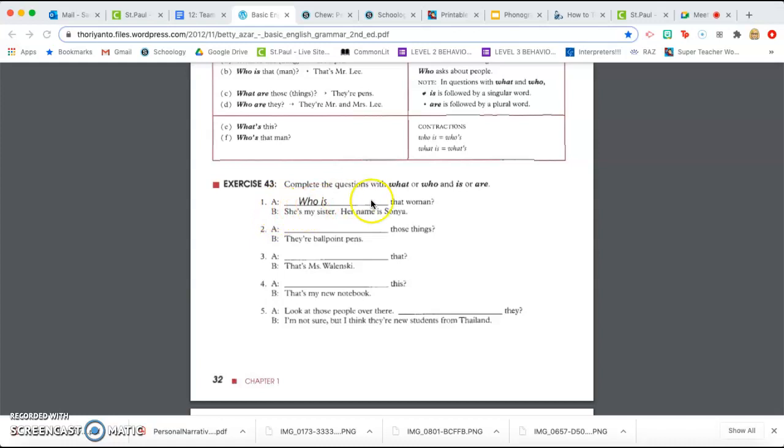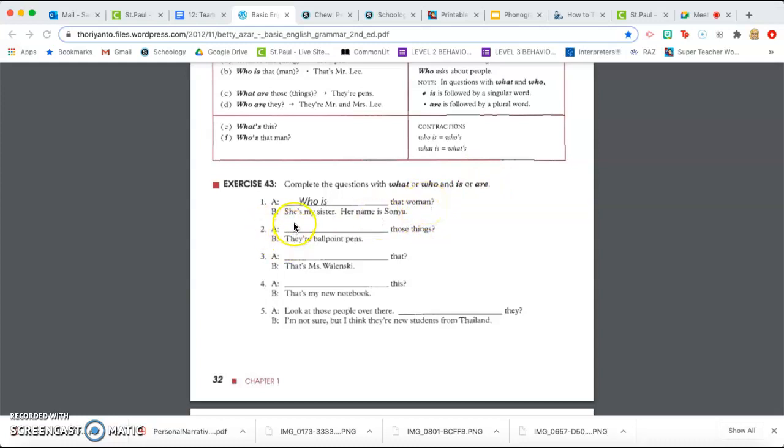So A, blank that woman. She's my sister. Her name is Sonia. We know Sonia, or sister, is a person, so we need to use the word who, and because it's only one person, we need to use is. Who is that woman? If it was women, then we would use are. But because woman only means one, singular, is.